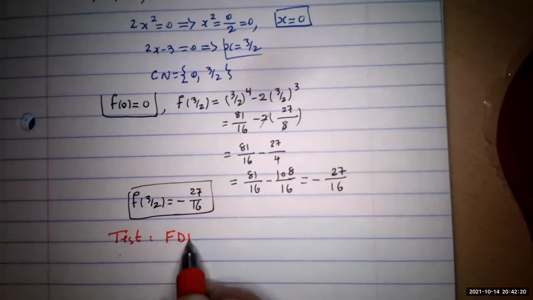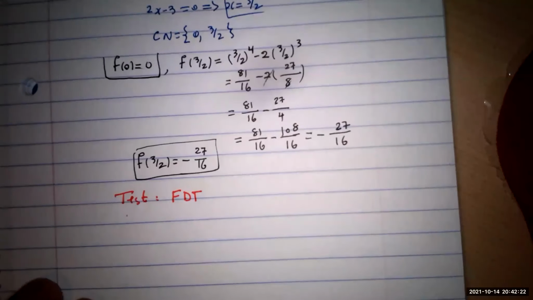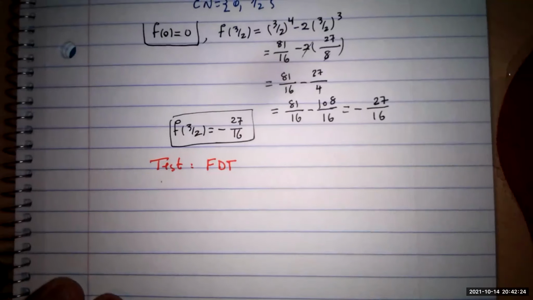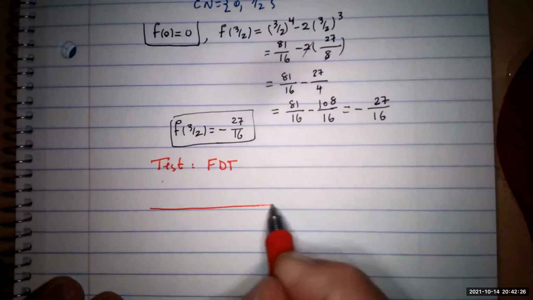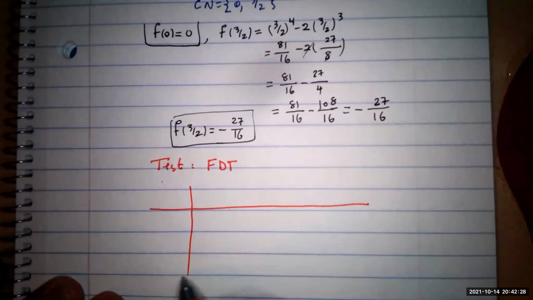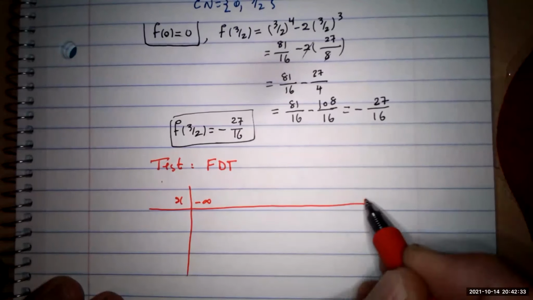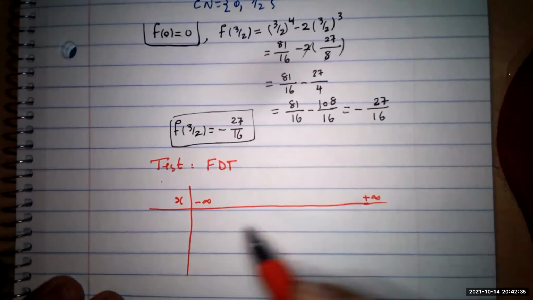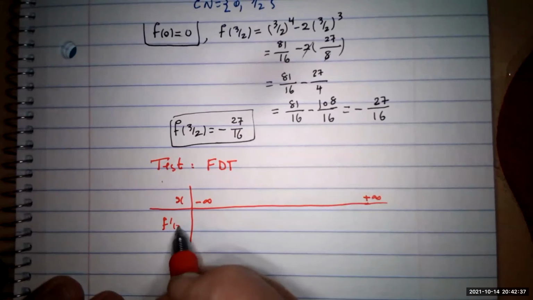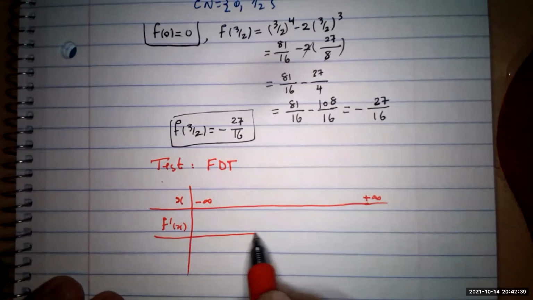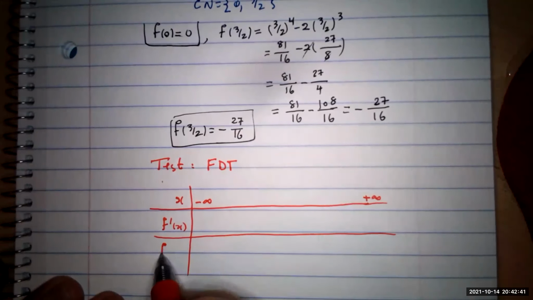First derivative test. For the first derivative test, remember you need a chart. This is going to be the chart: x from negative infinity to positive infinity, f prime of x, that's your f prime, and this is going to be your f of x.